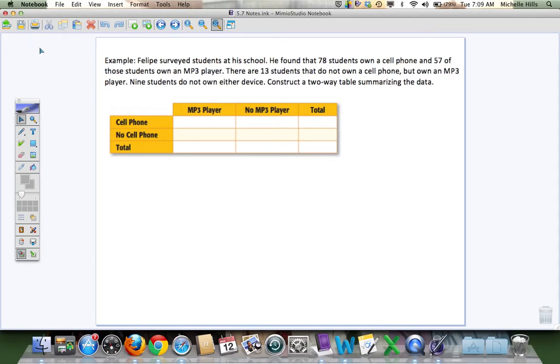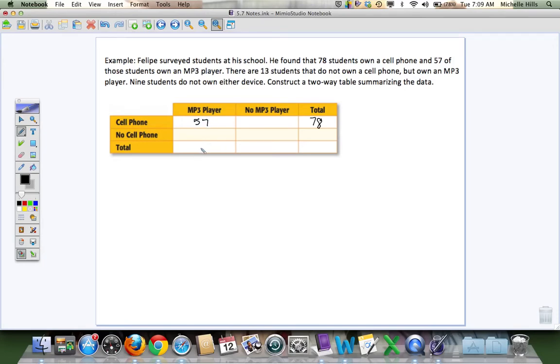In the first one, Felipe surveyed students at his school. He found that 78 students own a cell phone and 57 of those students own an MP3 player. So, when I'm looking at this table, it said 78 students own a cell phone. So cell phone, a total of 78 students own that. And 57 of those students, so 57 of the students who own a cell phone also own an MP3 player.